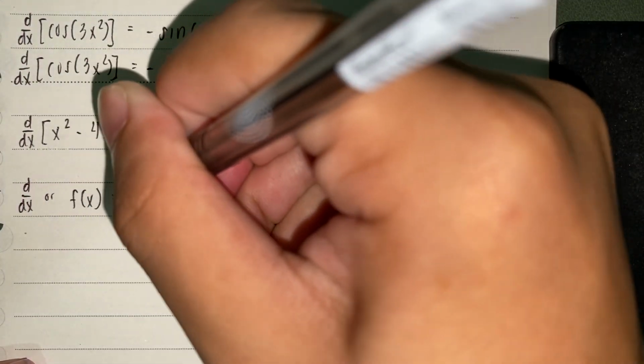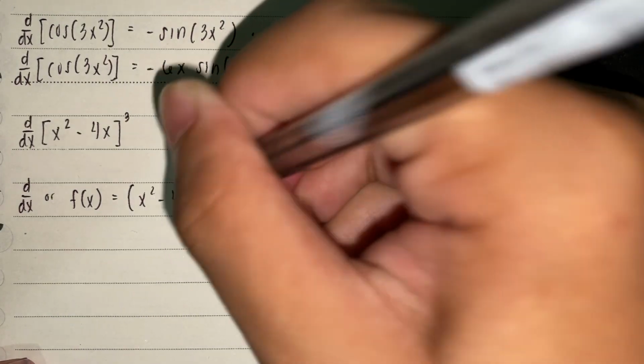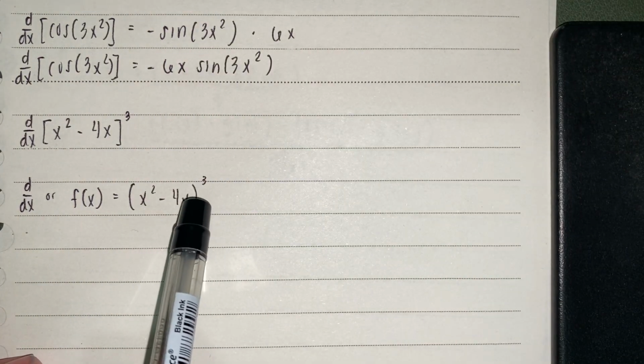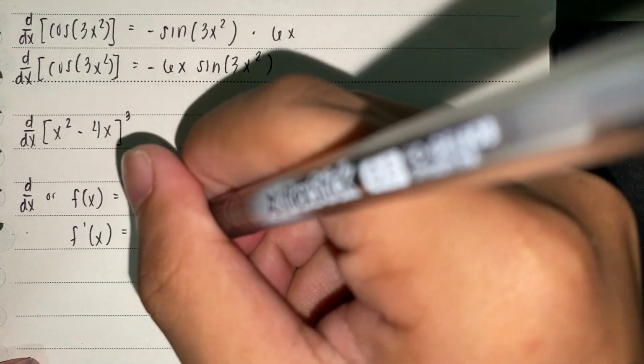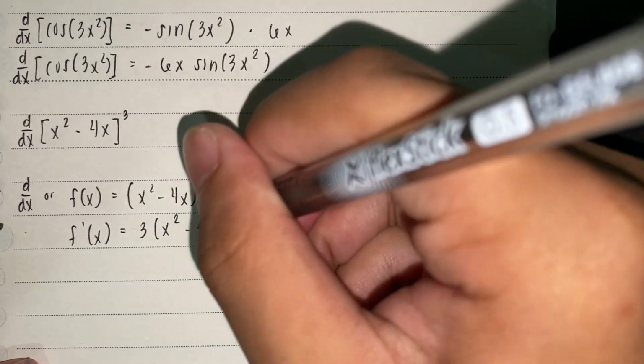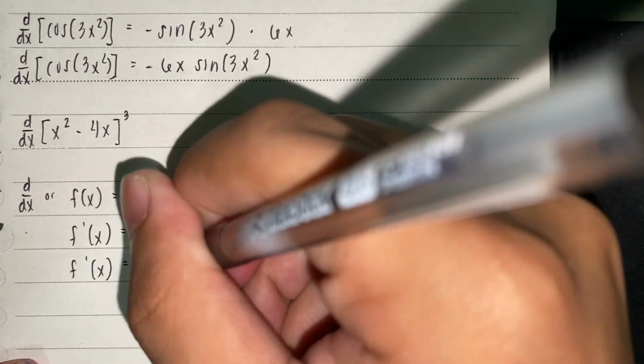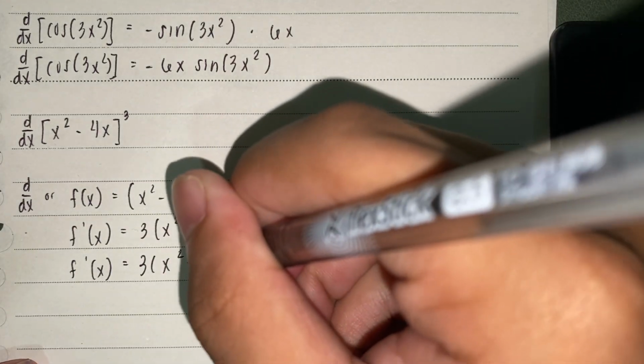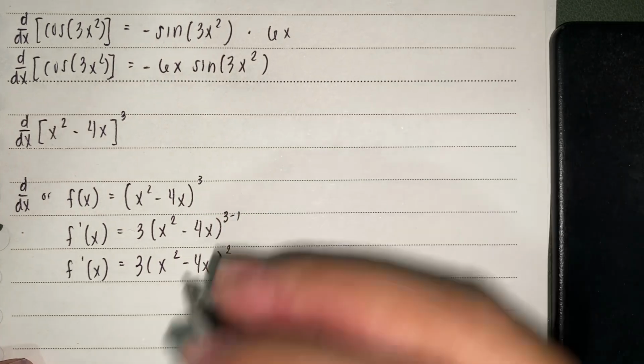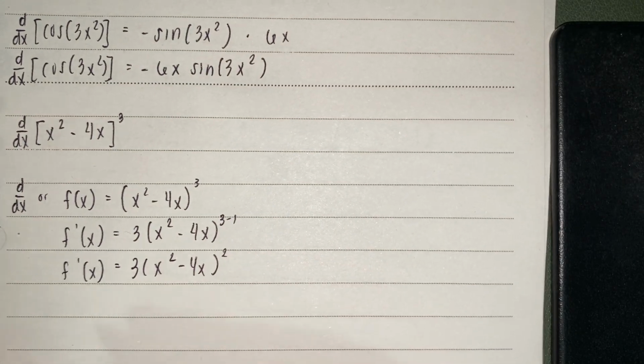So f of x is equal to x squared minus 4x raised to 3. Now we're going to be using the power rule. Place the exponent in the front. f prime of x is equal to 3 times, just copy, x squared minus 4x raised to 3 minus 1. So f prime of x is equal to 3 times x squared minus 4x, raised to 3 minus 1, that is 2. That is our derivative for the first term.